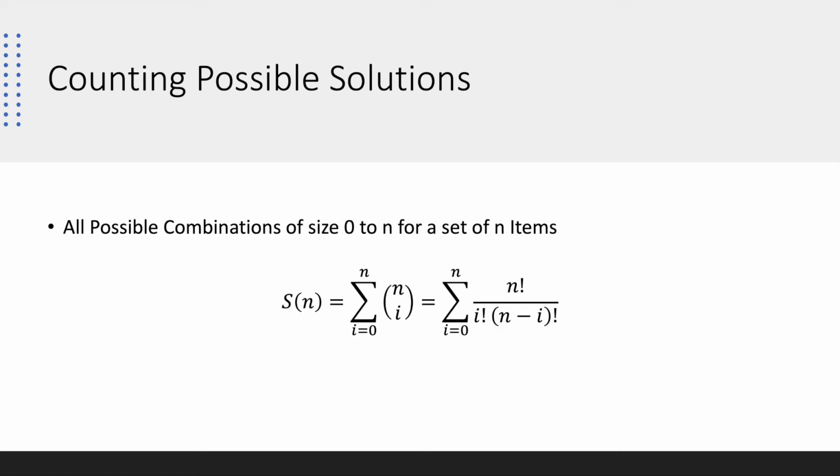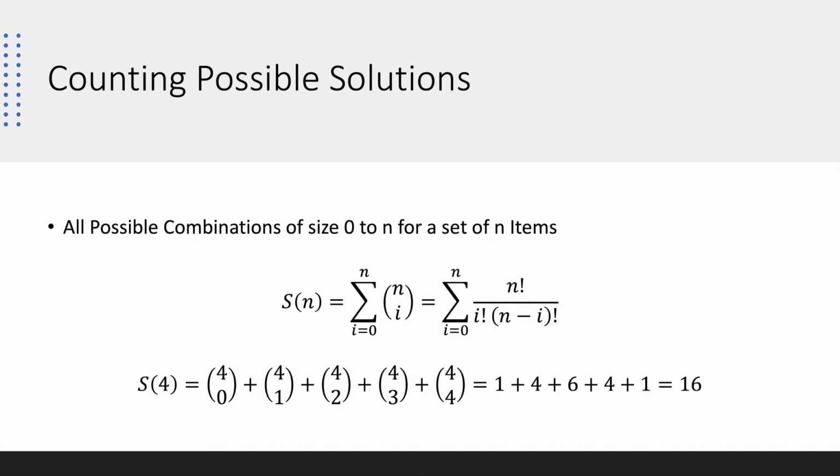For our example, we had 4 items, so we can figure out the number of possible solutions by counting the number of ways to choose 0 items out of a set of 4, plus the number of ways to choose one item out of a set of 4, plus the number of ways to choose 2 items out of a set of 4, plus the number of ways to choose 3 items out of a set of 4, and then finally the number of ways to choose 4 items out of a set of 4. There's 1 way to choose 0 items, 4 ways to choose 1 item, 6 ways to choose 2 items, 4 ways to choose 3 items, and 1 way to choose 4 items, for a total of 16 possible solutions.